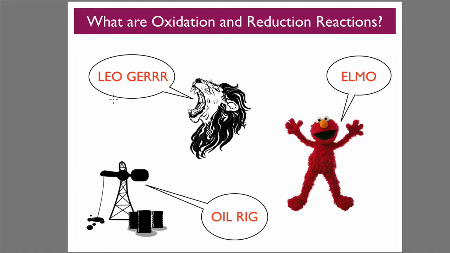What are oxidation and reduction reactions? Well, we've got some nice little ways of remembering these. LEO: loss of electrons is oxidation. OIL RIG: oxidation is loss, reduction is gain. And I want you to go and try and find out what ELMO is yourself.